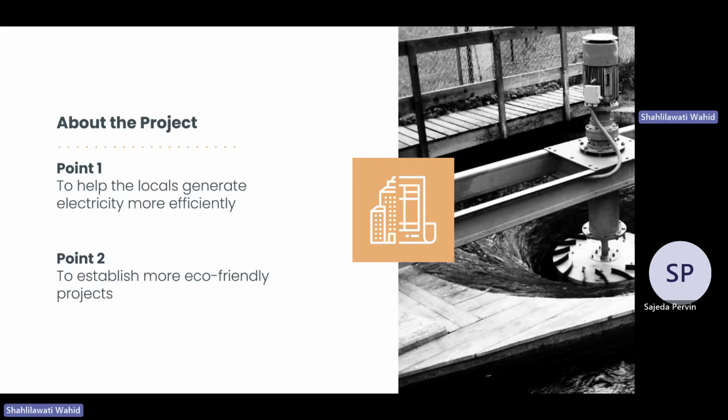For the next part, we'll be talking about the project's main purpose. The main point of the project is to help the locals generate electricity more efficiently, as the locals mainly rely on generators instead, which can be costly in the long run. The next point is to establish more eco-friendly projects in the future, to help with pollution or to slow down global warming effects.